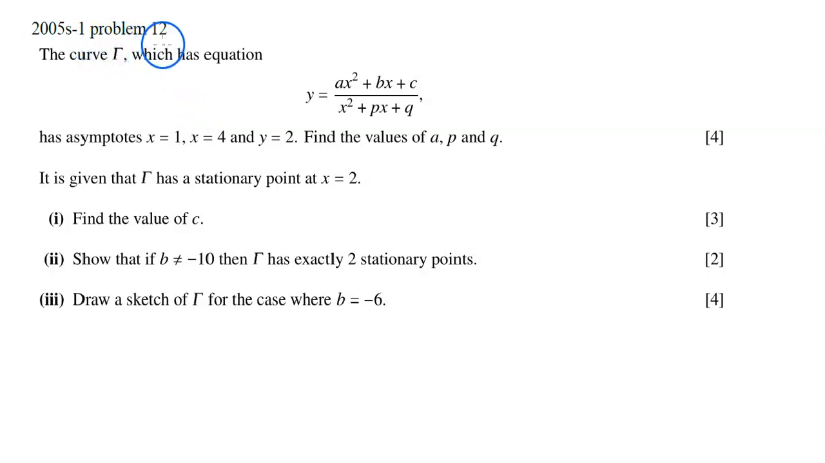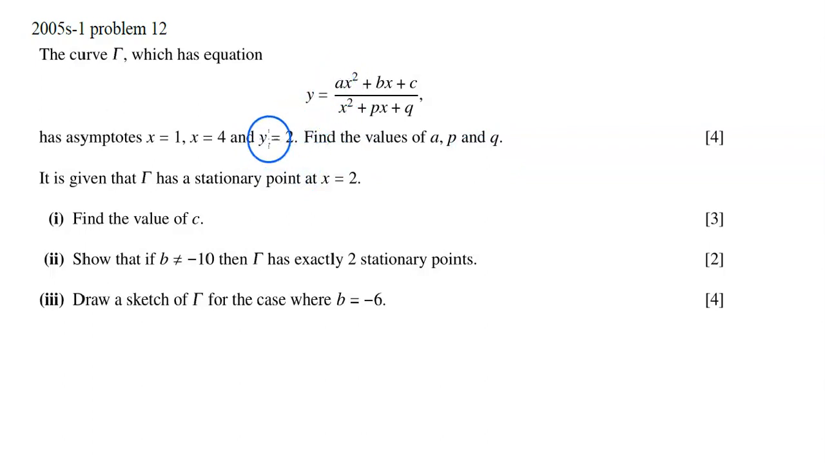This is problem 12 of the 2005 Further Maths exam, paper 1, summer. The curve gamma, which has equation y equals (ax squared plus bx plus c) divided by (x squared plus px plus q), has asymptotes x equals 1, x equals 4, and y equals 2. Find the values of a, p, and q.